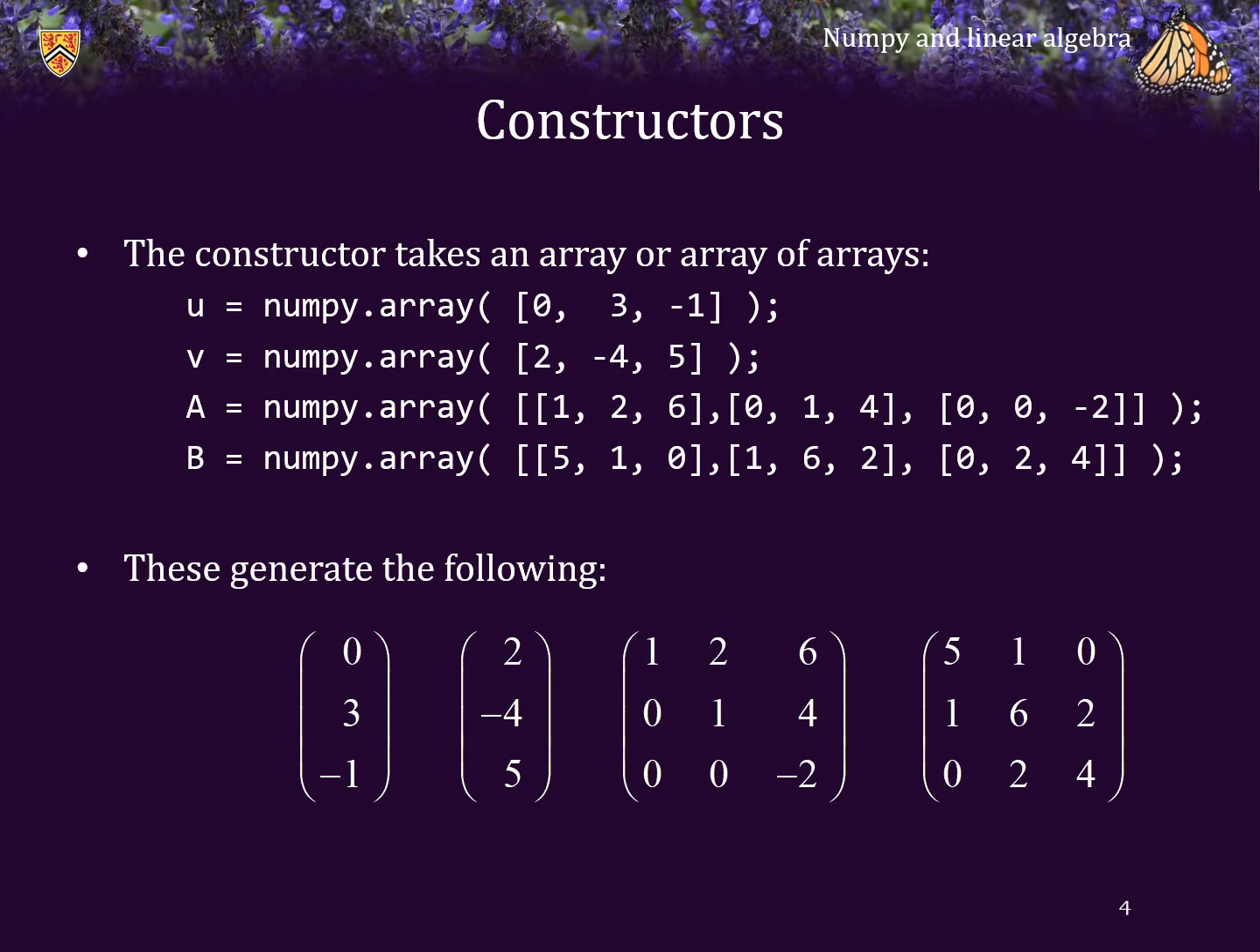The last matrix is symmetric. And again, the first row, or since it's symmetric, it's actually also the first column, is 5, 1, 0, and 1, 6, 2, and 0, 2, 4 being the last row of this matrix.